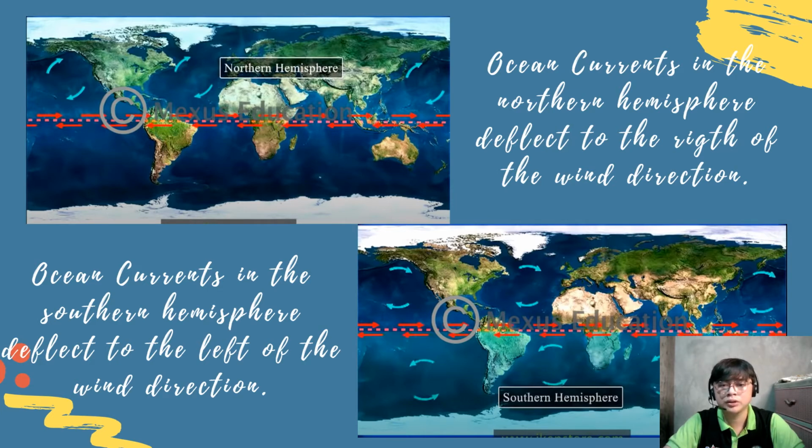These arrows represent how the current deflects from the way the wind is moving. Therefore, there is a clockwise circulation of water in the northern hemisphere and anti-clockwise in the southern hemisphere. And this is the Coriolis effect, caused by the rotation of the Earth.